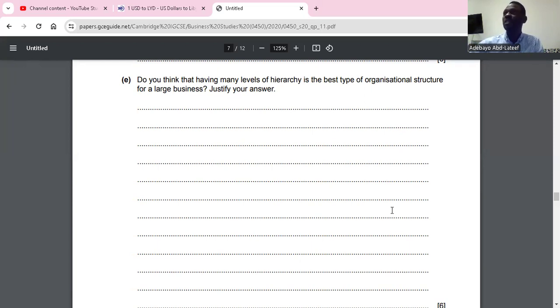It means there will be delegation. Delegation means empowerment. But with a tall chain, you have few workers you can monitor, so you don't need to delegate authority. So a tall chain would not empower employees, and that might be demotivating. Clear? Yes.